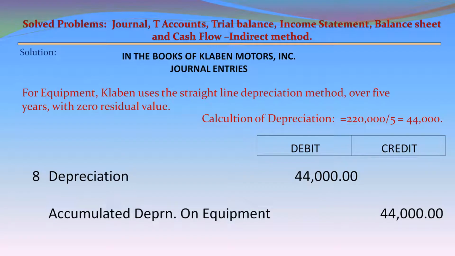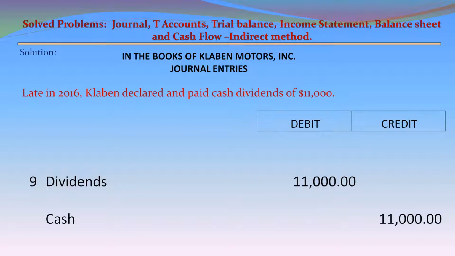For equipment, Klaban uses the straight line depreciation method over 5 years with zero residual value. Calculation of depreciation is $220,000 divided by 5 years. Each year it comes to $44,000. Depreciation expense debit $44,000, to accumulated depreciation on equipment $44,000 credit. Late in 2016, Klaban declared and paid cash dividends of $11,000. So the journal entry for this is: dividends debit $11,000, to cash $11,000 credit.